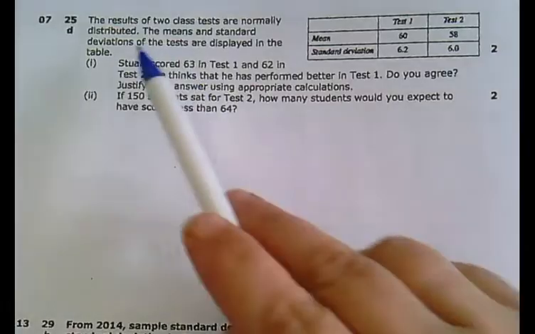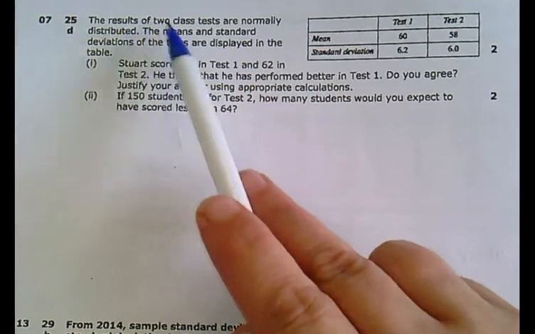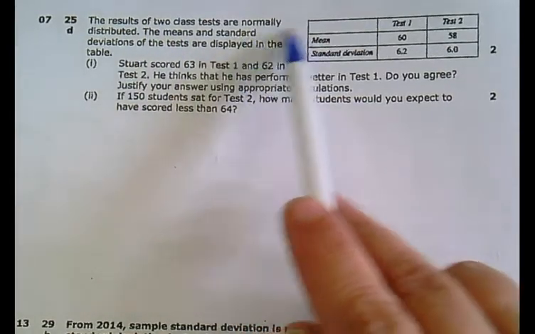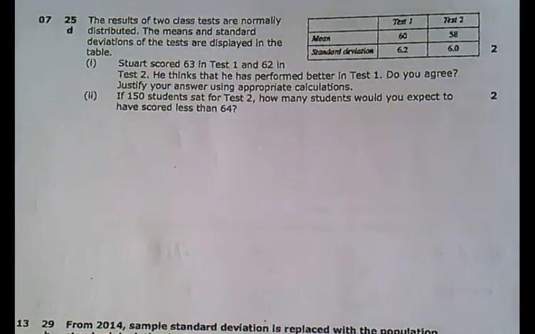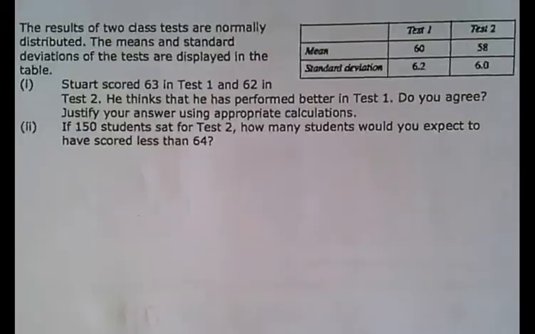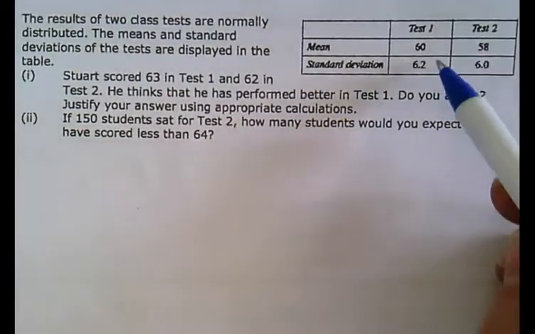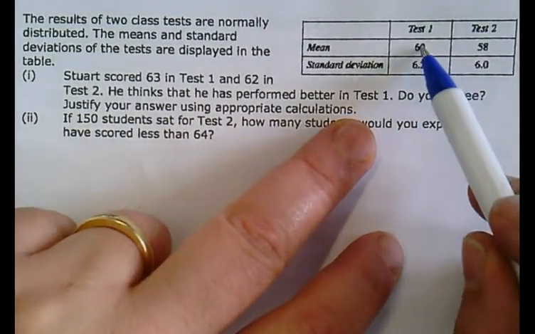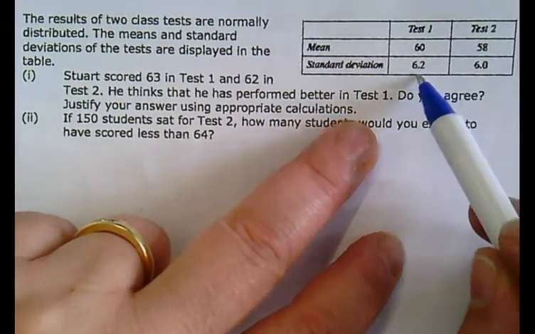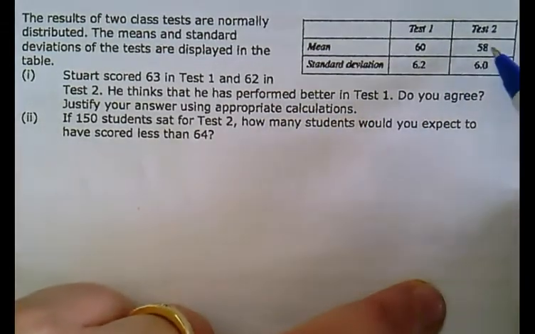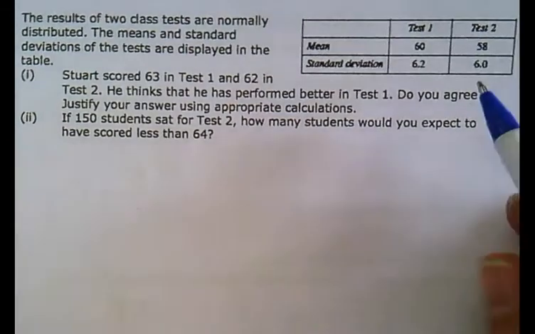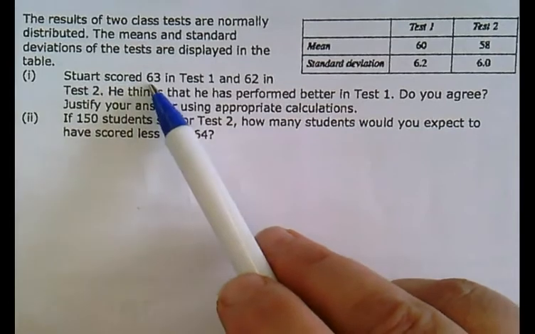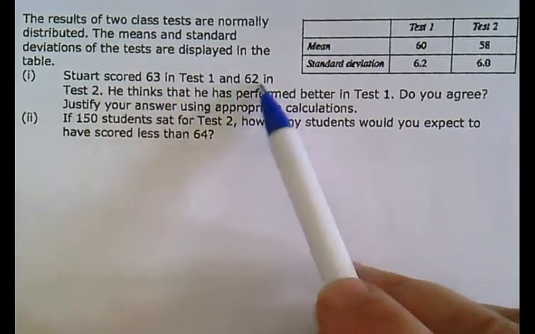One sec. 2007 HSC question 25D. The results of two class tests are normally distributed. The means and standard deviations of the tests are displayed in this table. Let's just have a quick look. The mean for test 1 is 60. The standard deviation is 6.2. The mean for test 2 is 58. Standard deviation is 6. Now, it says Stuart scored 63 in test 1 and test 2.